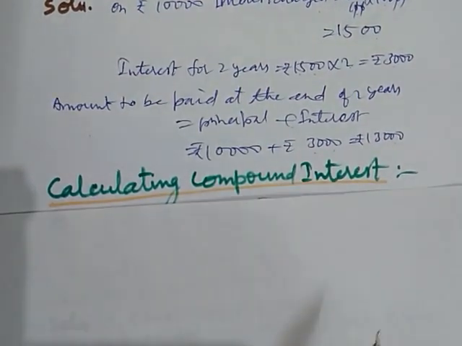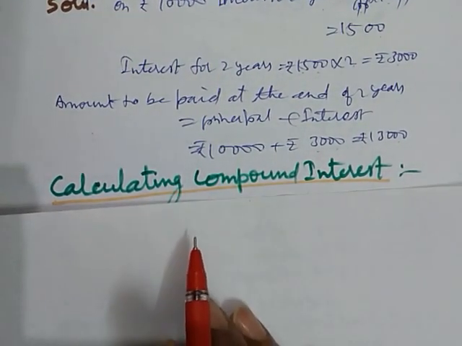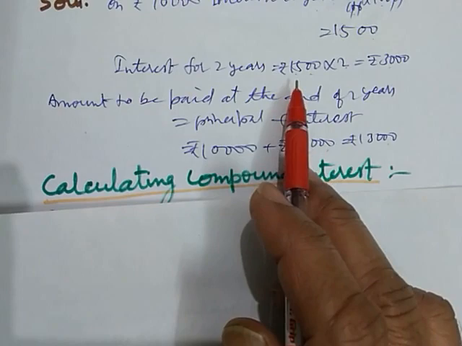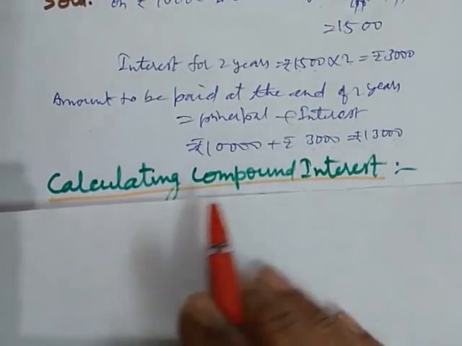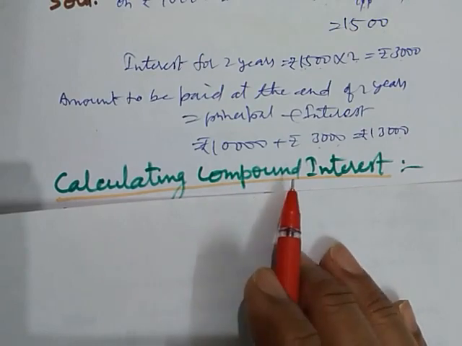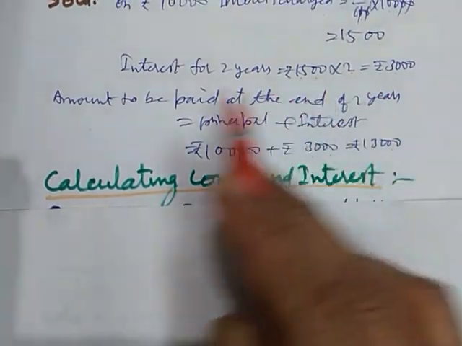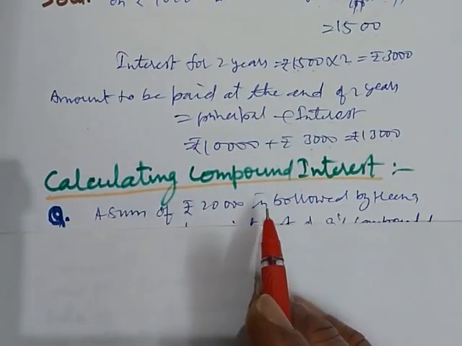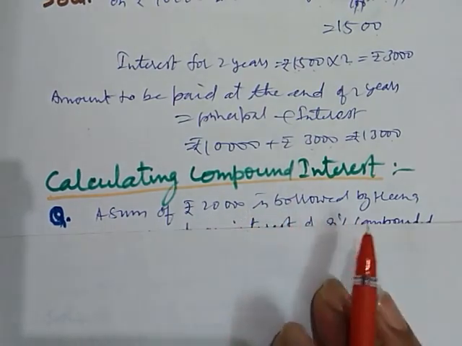Compound interest is different from simple interest, because in simple interest, when the interest is calculated for the second year, the principal amount is the same. But in compound interest, when we calculate the interest for the second year, the amount of interest is added to the principal. We learn this with the help of this question.